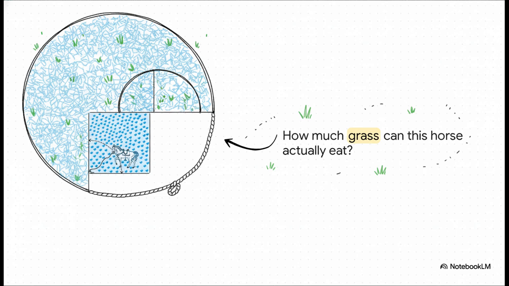So let's kick things off with a little puzzle. Picture this. You've got a horse, and it's tied to a post right in the corner of a big square field. The rope is a certain length. So the question is, what's the exact area of grass that this horse can graze on? It's not a full circle, obviously, so how would you even start to figure that out?